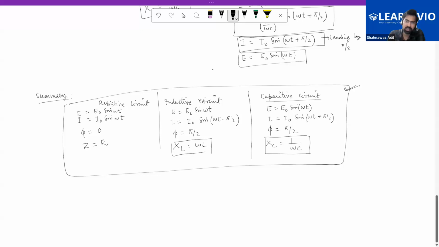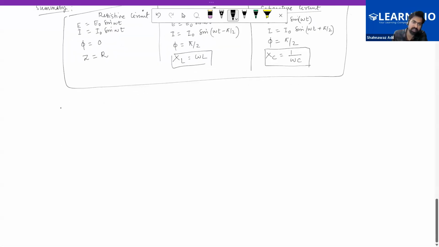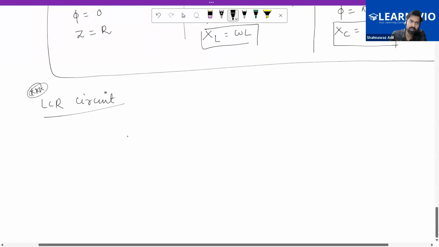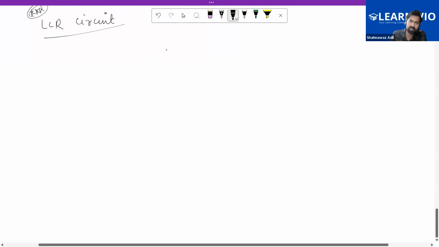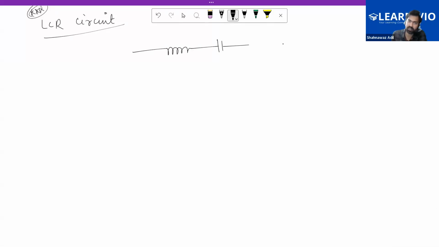Okay, good. So now let us understand the combination of the circuits, and that is called the LCR circuit. This thing is very, very important. What do we have? We have this inductor, and then this capacitor, and then this resistor, and then it is connected to this AC supply. So this is the L, C, and R circuit, and this is the voltage that you are supplying.